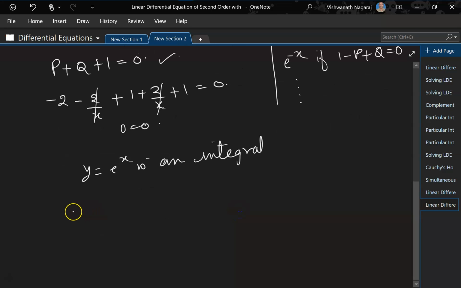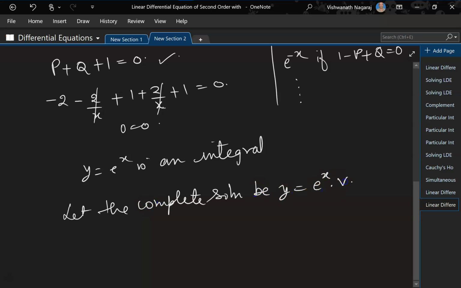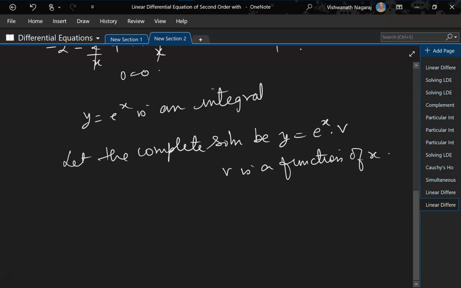So we can say let the complete solution be y is equal to e to the power of x times v. And what we have to do is figure out v. Here v is a function of x, which we have to figure out. Okay, so let's begin. y is equal to e to the power of x times v.